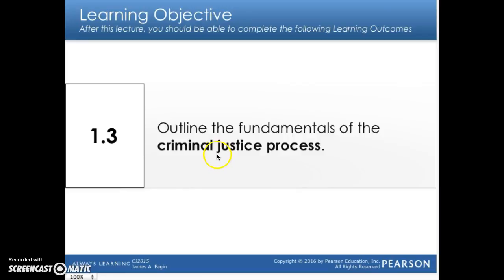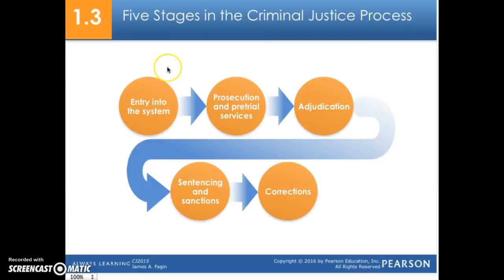So if we look at some of the fundamentals of the criminal justice process, we can see here that there are basically 5 stages in the criminal justice process where one enters the system, and that's usually via the police. You arrest somebody. Then the prosecution and pretrial services, where in this particular case, let's say the district attorney's office elects to file charges against an individual.